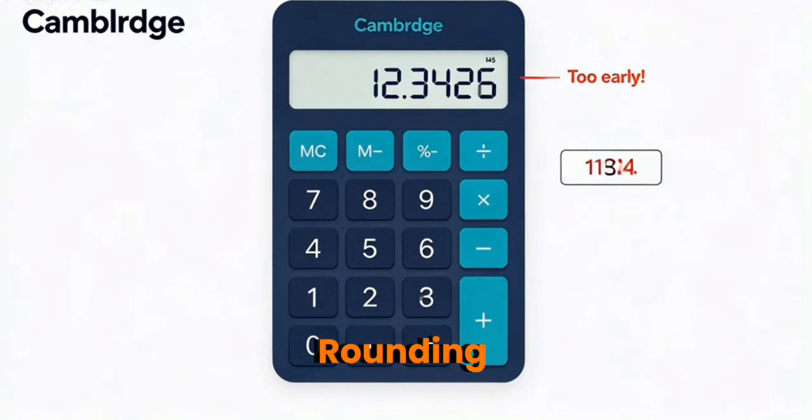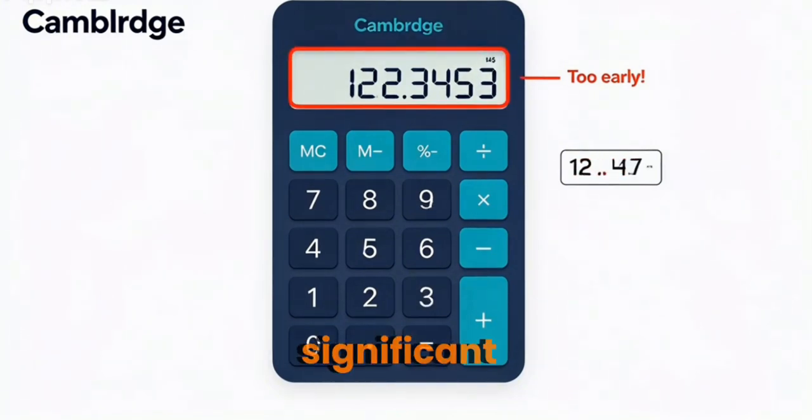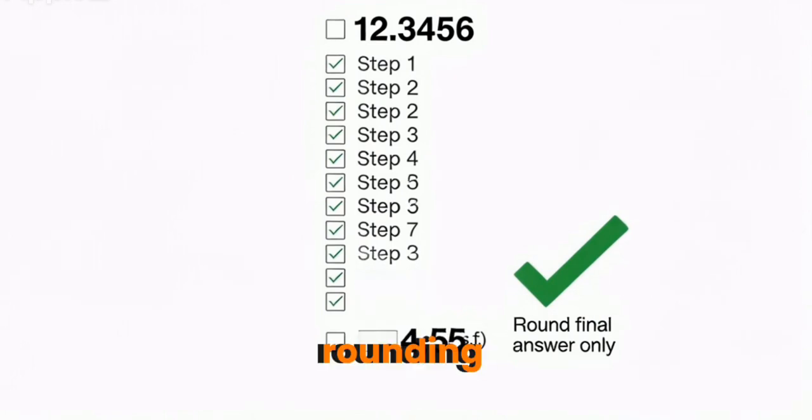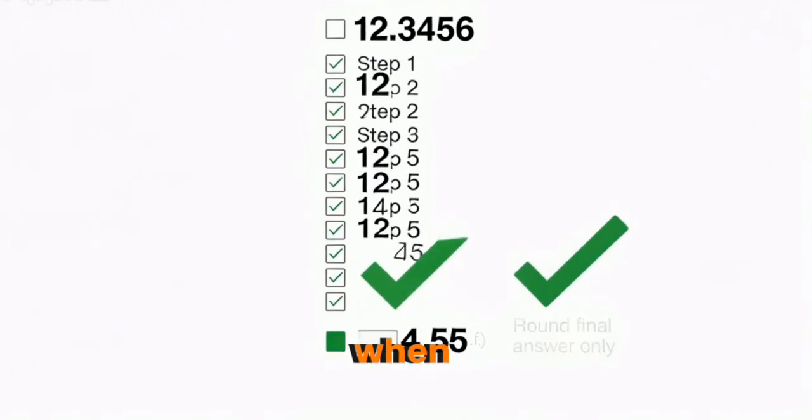Mistake 5. Rounding too early. Keep at least 4 significant figures during calculation. Only round your final answer. Early rounding causes wrong final answers even when the method is perfect.